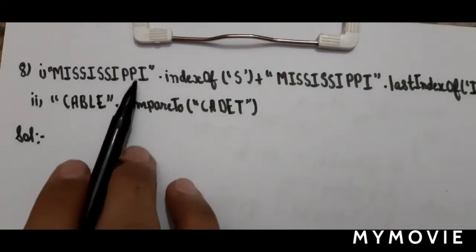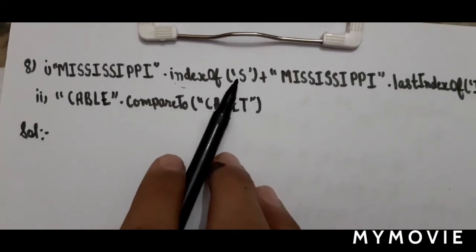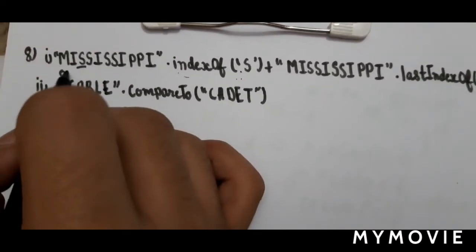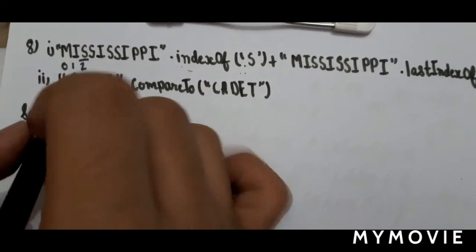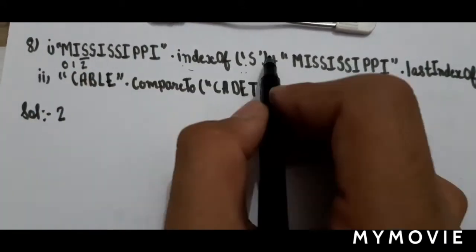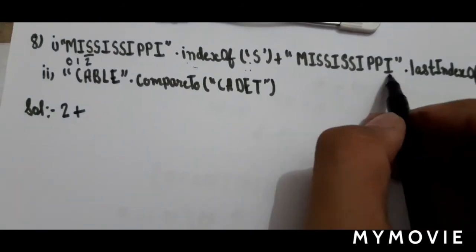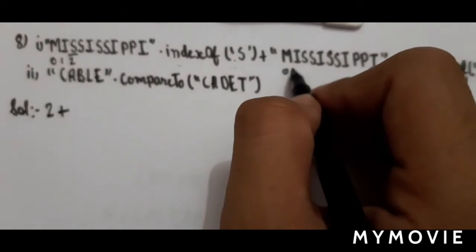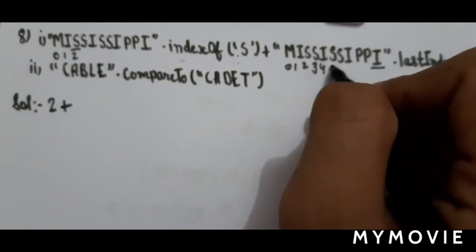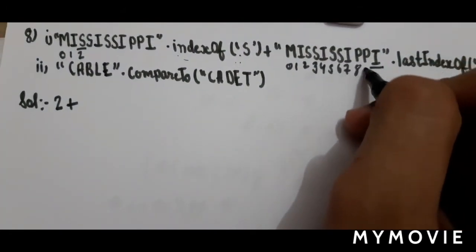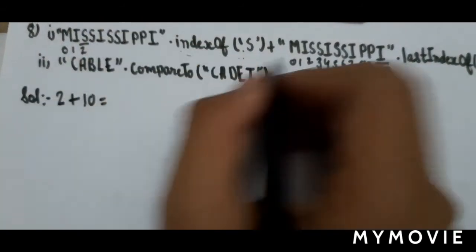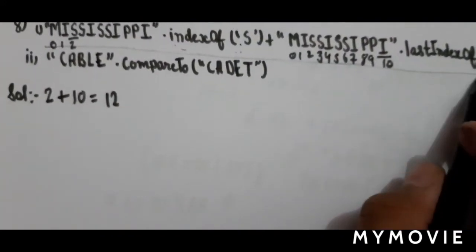First is Mississippi dot index of S. So the first s is here, in which place? 0, 1 and 2. So it is in second place, so it prints 2, plus Mississippi the last index of I. The last I is in this place, so 0, 1, 2, 3, 4, 5, 6, 7, 8, 9 and 10. So 10th place, so 10. It adds, so the first answer will be 12.